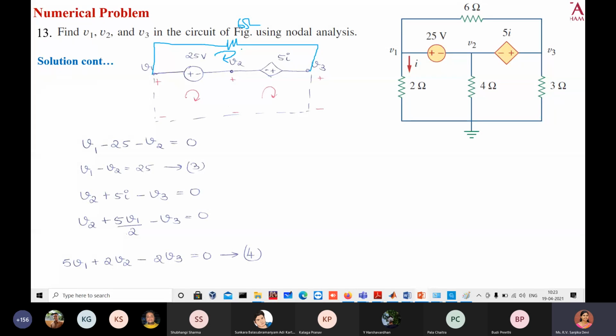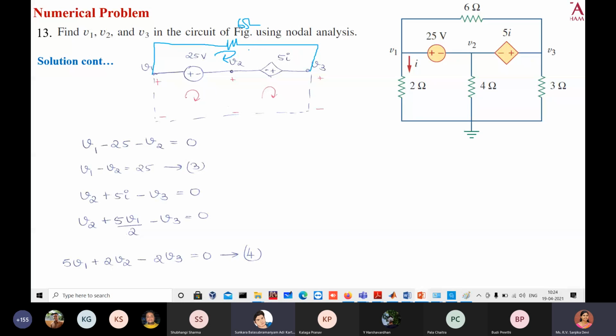So for KVL, we should know the voltage across each of the elements. And since the current across the 6 ohm is as of now not determined, so even if we connect the 6 ohm, for the top loop, we cannot write a KVL equation. But if we know the current, we can write a KVL equation and solve the unknowns. Okay. So that is the reason.